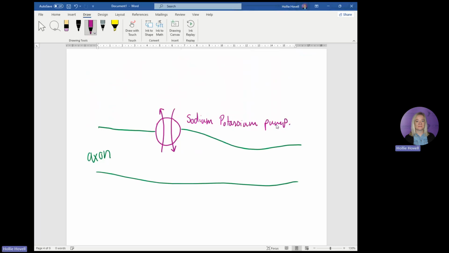A way to remember what the sodium-potassium pump does is "Na out, K in." That always reminds me that in resting potential, the sodium-potassium pump pumps sodium ions out of the axon and potassium ions into the axon. So sodium out, potassium in. And that only works when we're talking about resting potential. It's active transport, so it's going to need ATP to do this.